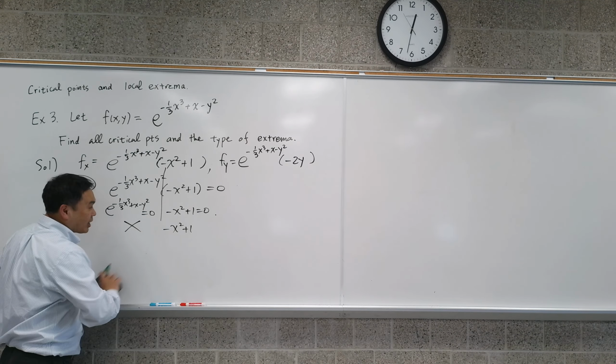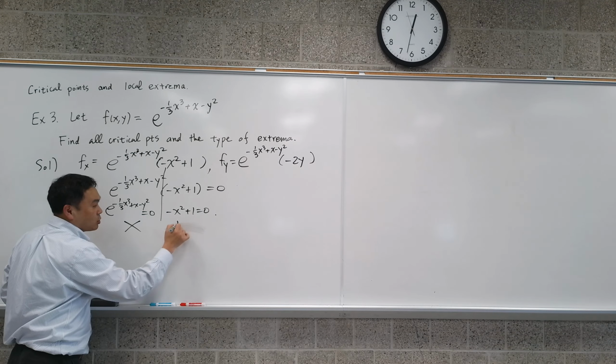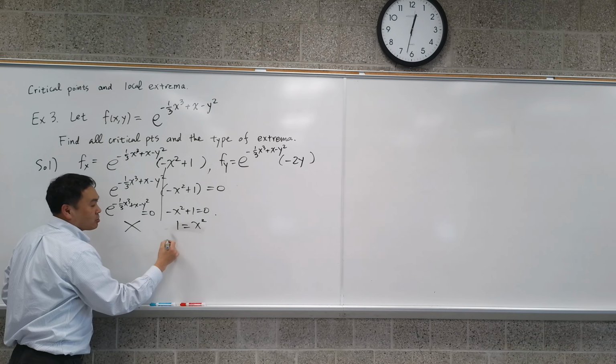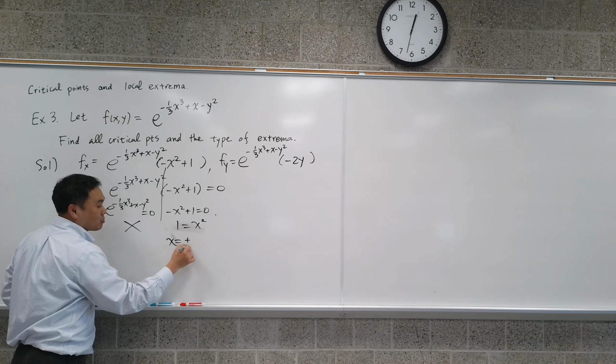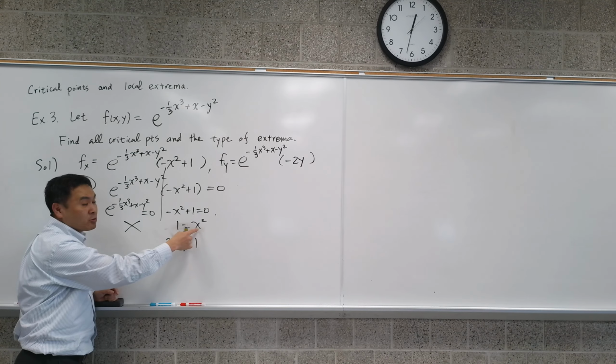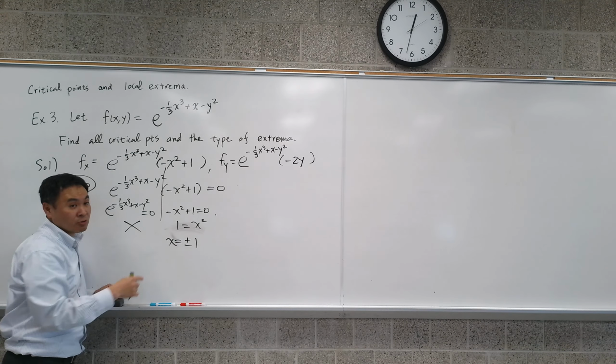On the other hand, this one gives you negative x squared plus 1. Well, you can add x squared to both sides, and you can say 1 is equal to x squared. And you can take the square root of it, so you get x equals to plus or minus 1. Don't forget to put the plus minus, okay? Both negative 1 and positive 1 are a solution to this.